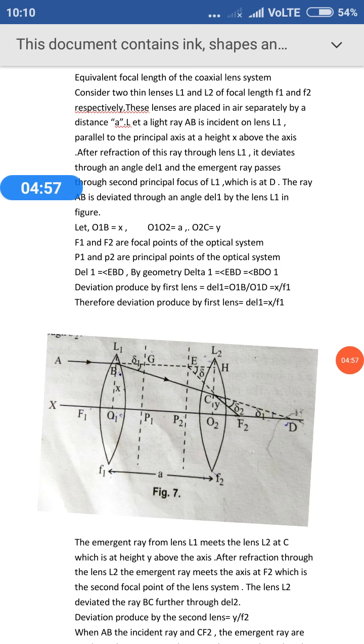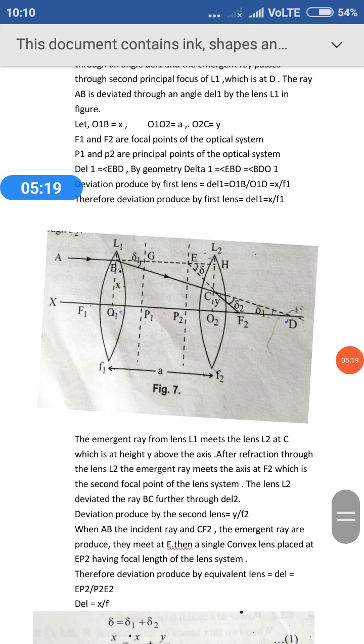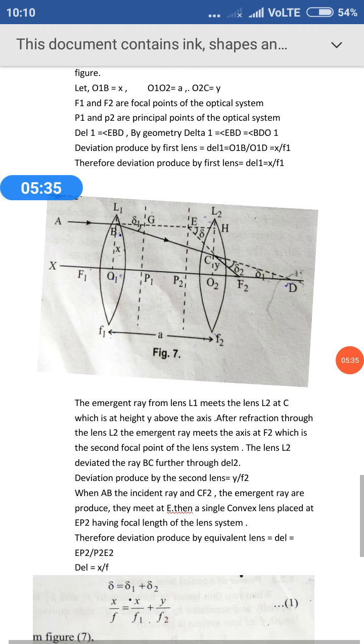The ray AB is deviated through an angle delta 1 by the lens L1 as shown in the figure. Let O1B equal x, O1O2 equal a, O2C equal y. F1 and F2 are the focal points of the optical system. P1 and P2 are the principal points. Delta 1 equals angle EBD equals angle BDO1. Deviation produced by the first lens, delta 1, equals O1B divided by O1D, equals x by f1.